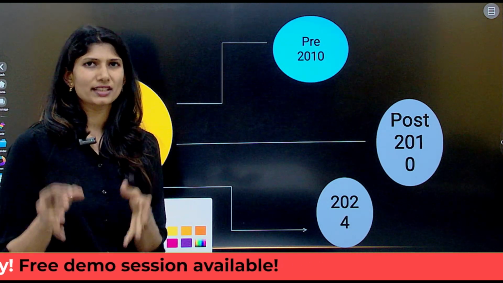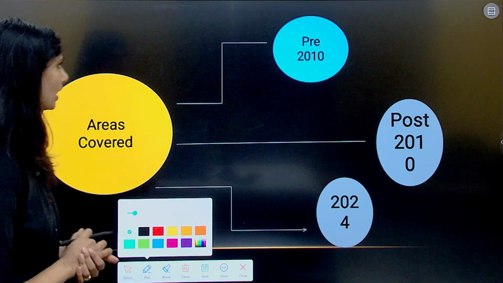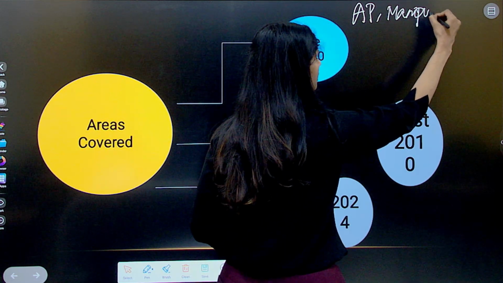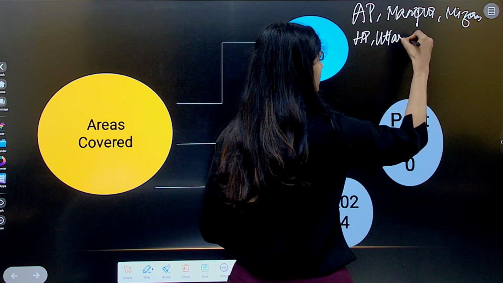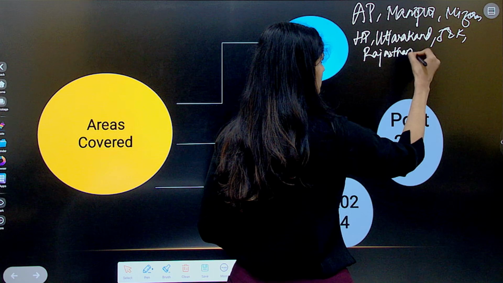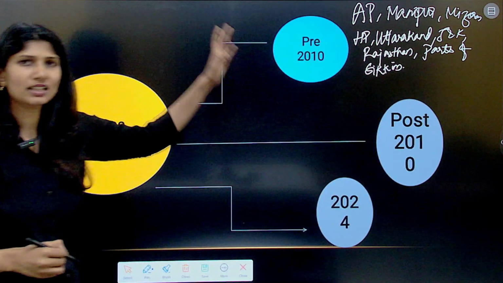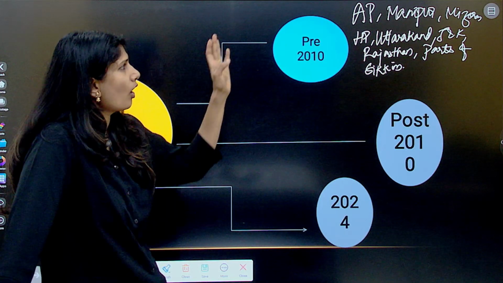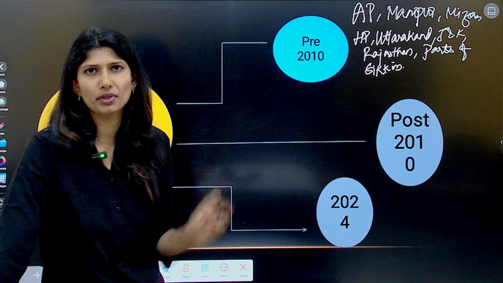So, what was the condition? These 3 states, in the headline of the news article you saw, it was reimposed. So, what was the condition before? Let's just see the history. For states like Arunachal Pradesh, Manipur, Mizoram, then Himachal Pradesh, Uttarakhand, Jammu and Kashmir, Rajasthan, parts of Sikkim, up until 2010, all these states, with the exception of Sikkim, I'll tell you in a minute why, had this protected area regime implemented completely, which means if you have to enter into the protected area, you need a permit.